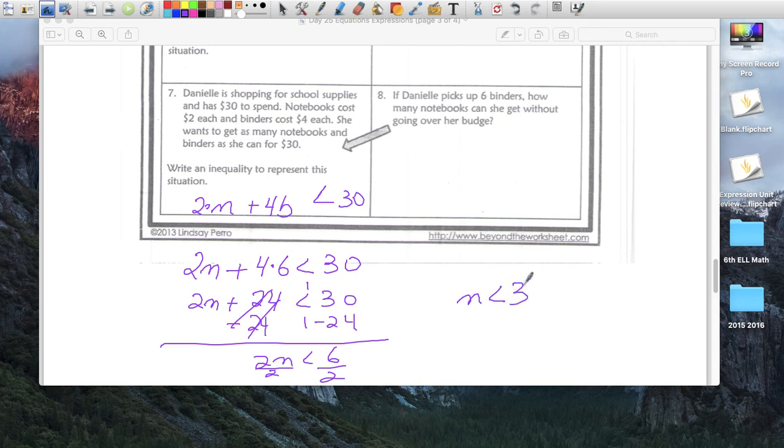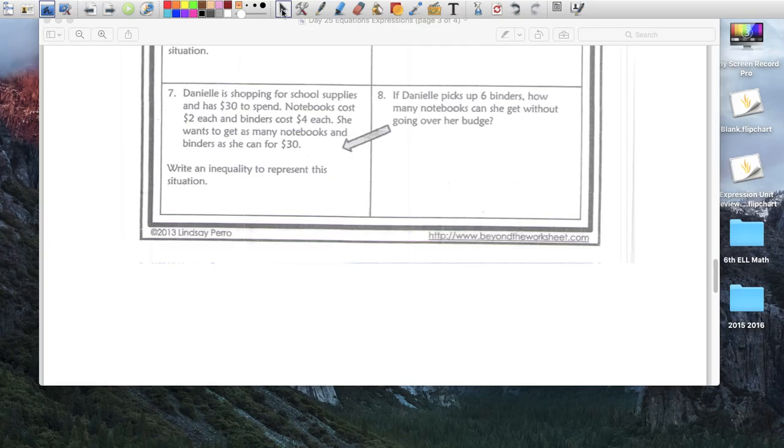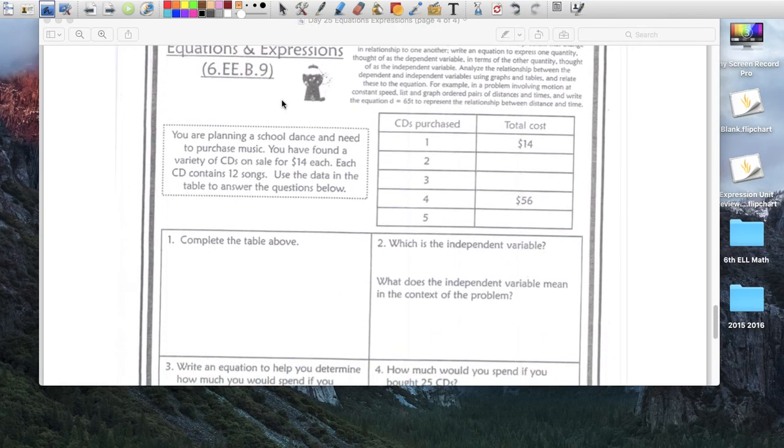So the number of notebooks he's going to buy has to be less than 3. Otherwise, he's not going to have enough money. So he can buy 2, 1, or 0 notebooks, but not 3. That was a long one.